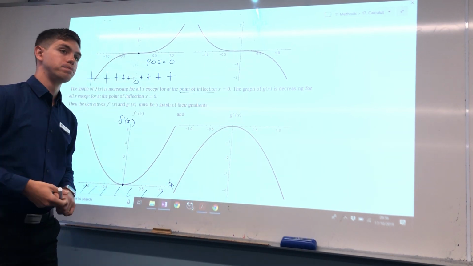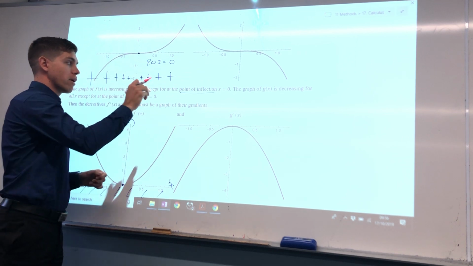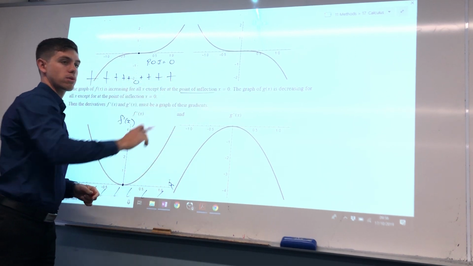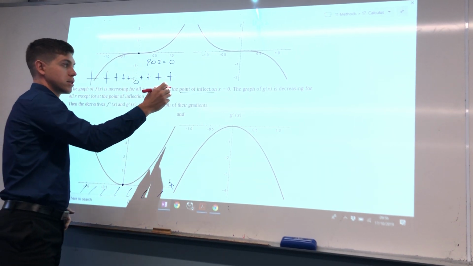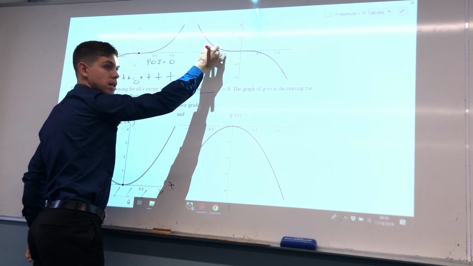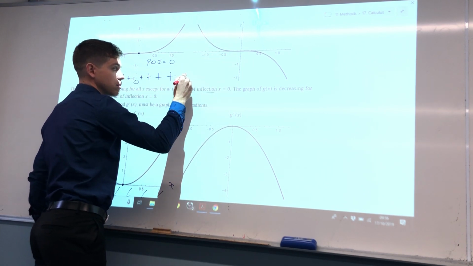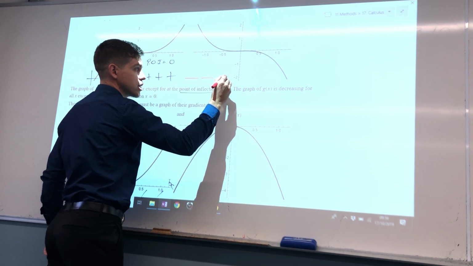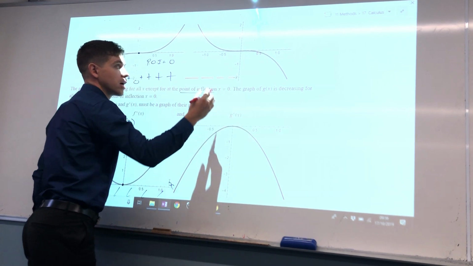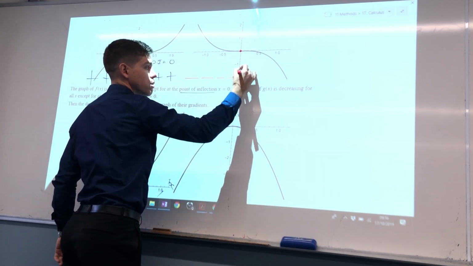Let's try this one. What's a sign diagram? So just like what I've drawn here in purple, what does it look like for this one over here? Decreasing, so the gradient's decreasing. So let's say it's decreasing largely, and then gets to 0, we have a point of inflection at 0 again.